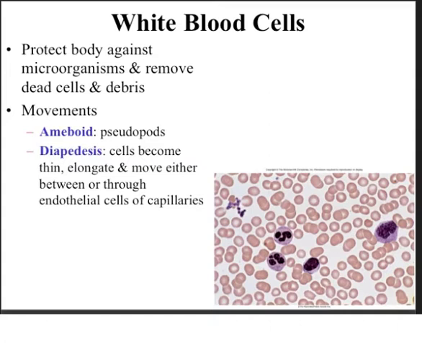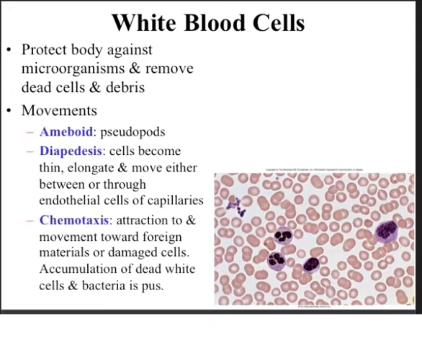Diapedesis is where the cells become thin, they elongate, and they move either between or through the endothelial cells of capillaries. They're able to change their shape in dramatic fashion in order to do this. And chemotaxis, of course, is, as we simply described, the movement of these cells towards a particular chemical component. In this case, there are components that are secreted by damaged tissue at the site of an injury that serve to call or bring these white blood cells to the area where they're going to do the most good.